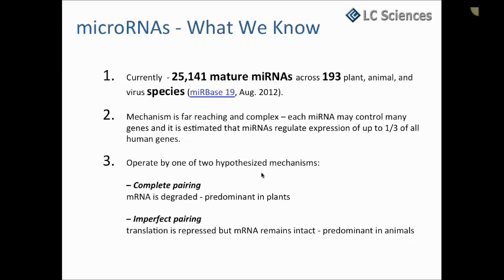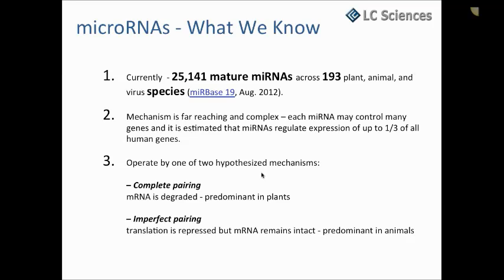As of today, there are more than 25,000 mature microRNAs in the public database called miRBase. There are different versions released every year. Initially, the pace was really incredible. There was an update pretty much every 3 months. In the meantime, it has slowed down. So the latest update was in August 2012, and these microRNAs are covering so far in the database 193 plant, animal, and virus species.